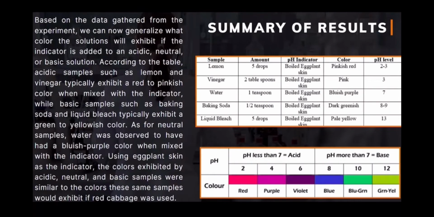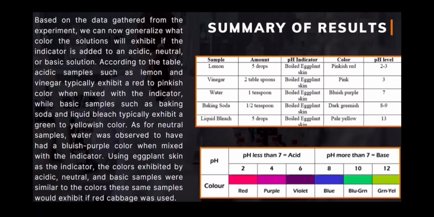Based on the data gathered from the experiment, we can now generalize what color the solutions will exhibit if the indicator is added to an acidic, neutral, or basic solution. According to the table, acidic samples such as lemon and vinegar typically exhibit a red to pinkish color when mixed with the indicator, while basic samples such as baking soda and liquid bleach typically exhibit green to yellowish colors. As for neutral samples, water was observed to have a bluish purple color when mixed with the indicator.